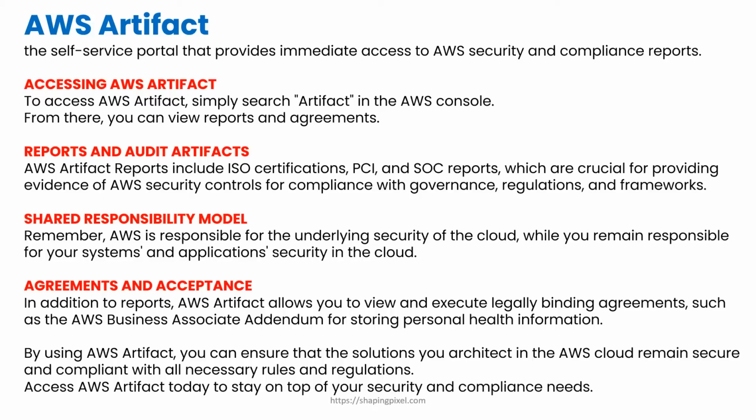Remember, AWS is responsible for the underlying security of the cloud, while you remain responsible for the security of your systems and applications in the cloud. In addition to reports, AWS Artifact allows you to view and execute legally binding agreements, such as the AWS Business Associate Addendum for storing personal health information. By using AWS Artifact, you can ensure that the solutions you architect in the AWS Cloud remain secure and compliant with all necessary rules and regulations. Access AWS Artifact today to stay on top of your security and compliance needs.